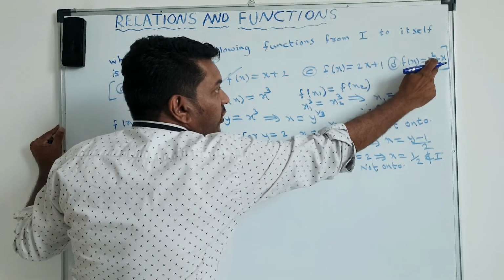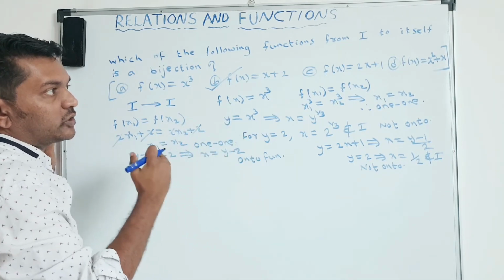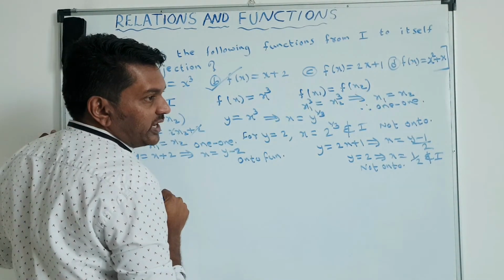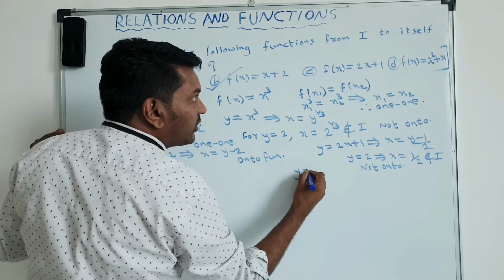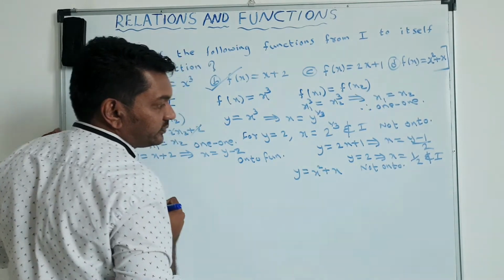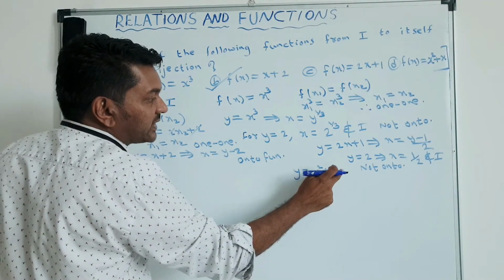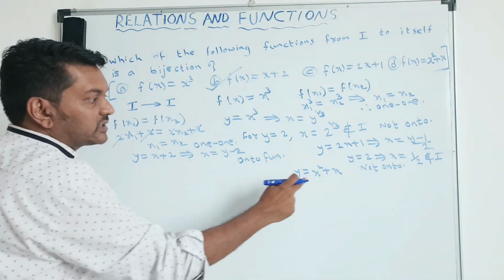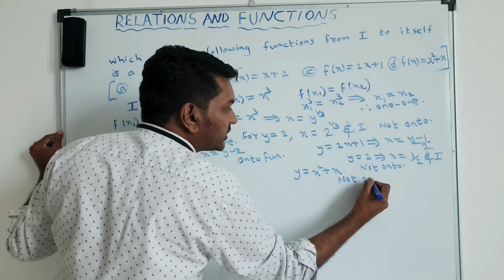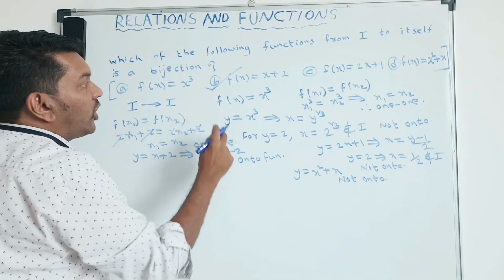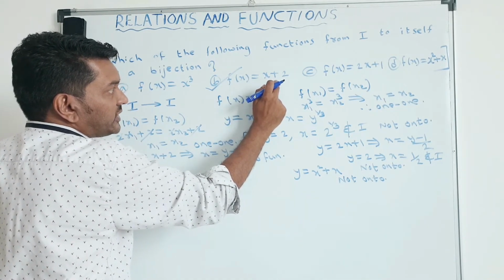Next one, x1 square plus x1 equal to x2 square plus x2. When you take everything to one side and take common, you will get x1 equal to x2. Therefore, this will be a 1 to 1 function. But checking for onto, y equals x square plus x. Now, if you put y as 2, you will get x square plus x minus 2 equal to 0. The value of x, when you solve, will not be belonging to integer. So this is not an onto function. We got our answer as option B, since it is 1 to 1 and onto function.